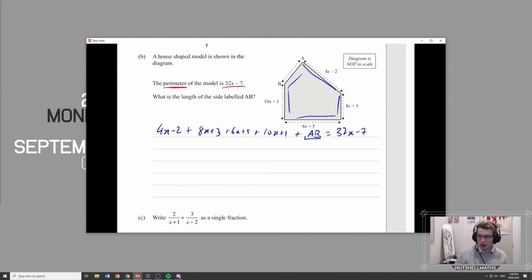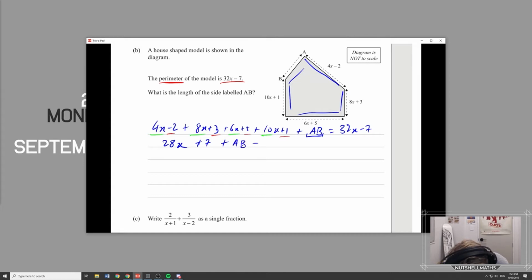So I always like to think of a question and think, what is the skill that they're trying to get me to do? What does the marker want me to do right now? And I look at this and I go, oh, they want to test my ability to gather like terms, to simplify. So let's make sure we show them, don't you worry, Benson can simplify. Piece by piece, let's get all the x terms. So we've got 4x and 8x makes 12x plus 6x makes 18x plus 10x, 28x. Tell me if I've done that wrong. I've done a lot in my head. Minus 2 plus 3 makes 1, plus 5 is 6, plus 1 is 7. Plus 7 plus AB equals 32x minus 7. So far so good.